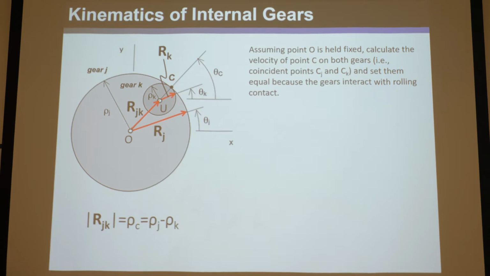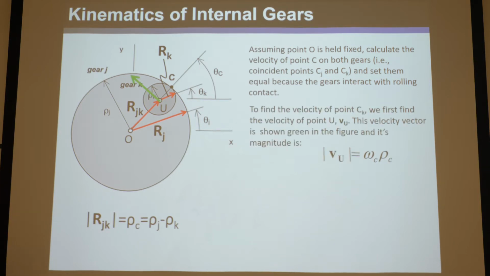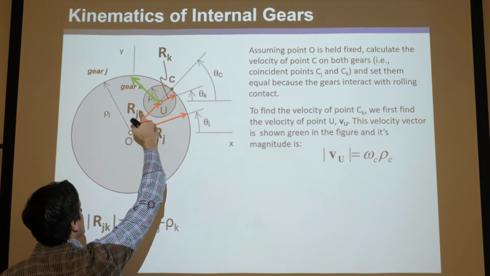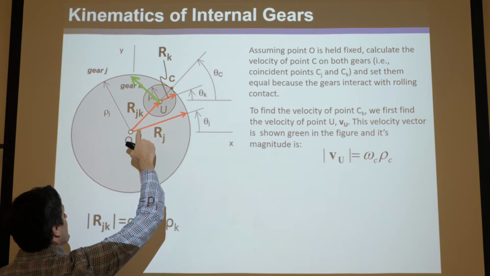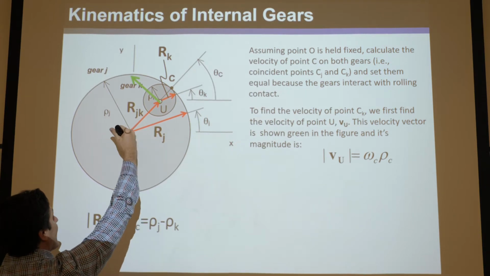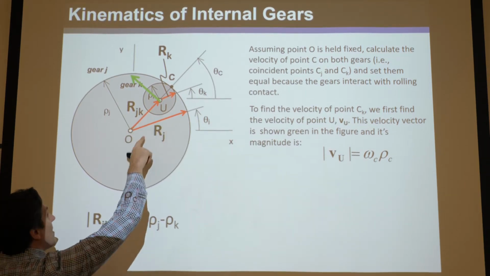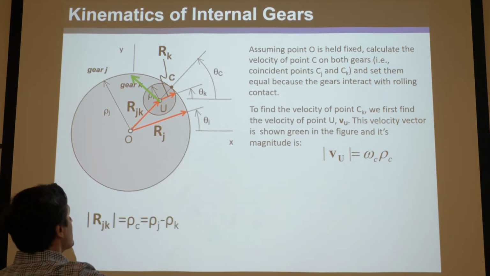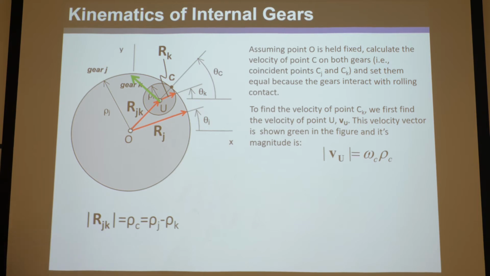We're going to use the velocity difference equation to find the velocity of C as if it were a point on K, and we're going to equate that to the velocity of point C as if it were on J. So first, let's assume we have the link here, link C. The velocity there is going to be 0 plus omega C cross RJK, which is rho C in magnitude, pointing in that direction. Just assume omegas are always positive when you're thinking these out.